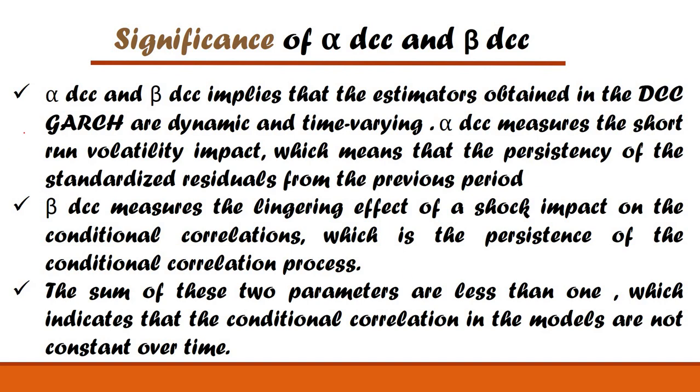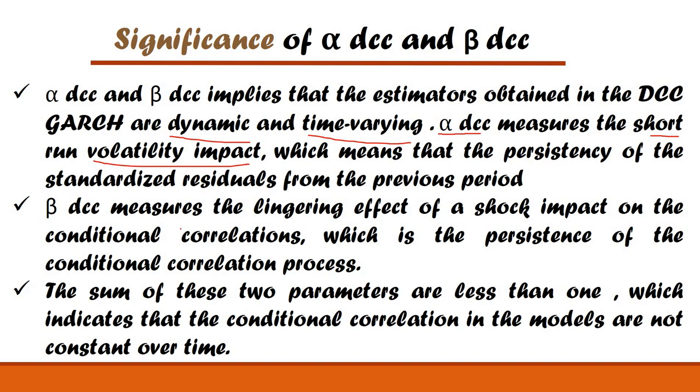Now let's see the significance of these two parameters, alpha DCC and beta DCC. Alpha DCC implies that the estimators obtained in the DCC-GARCH model are dynamic and time varying. That means they change with time. Now let's see what alpha represents and what beta represents. Alpha DCC measures the short-term volatility impact, that means whether the impact of volatility is for the short run, which reflects the persistence of the standardized residuals from the previous period.